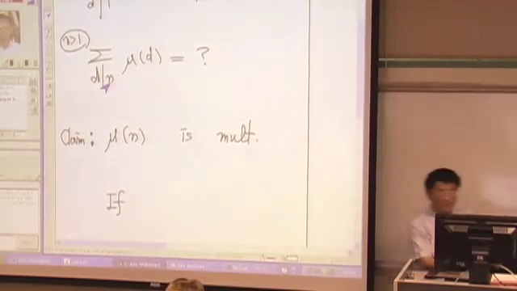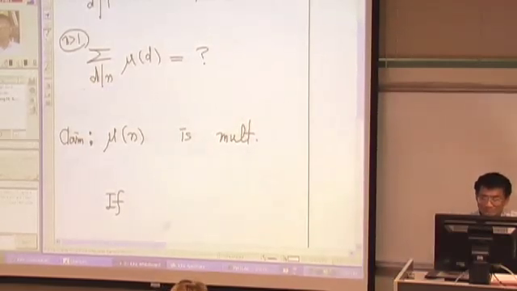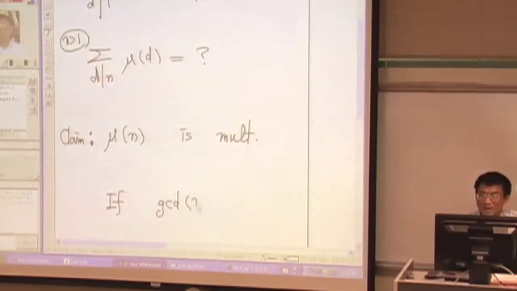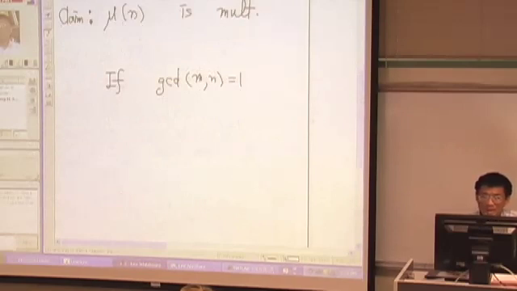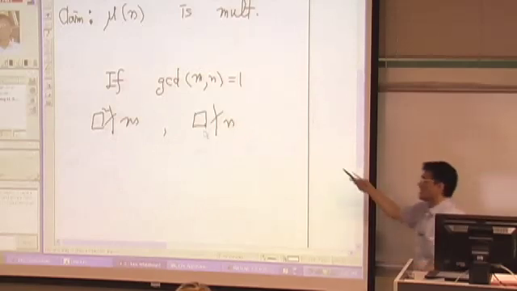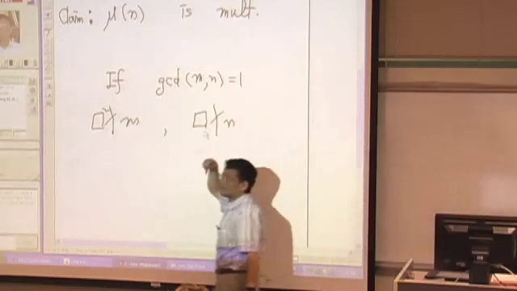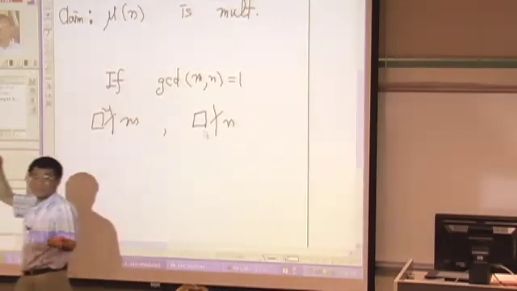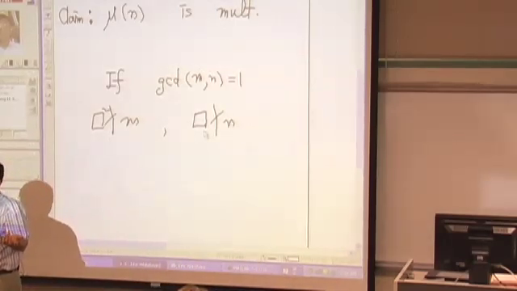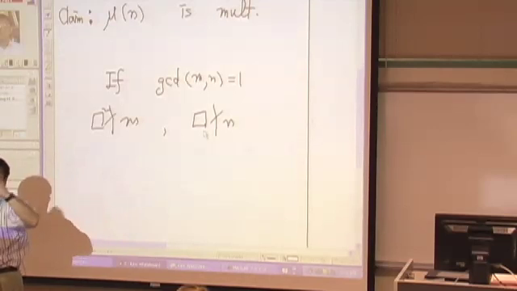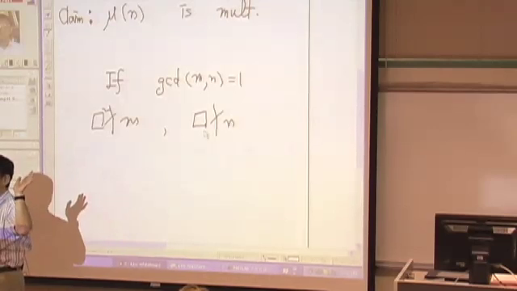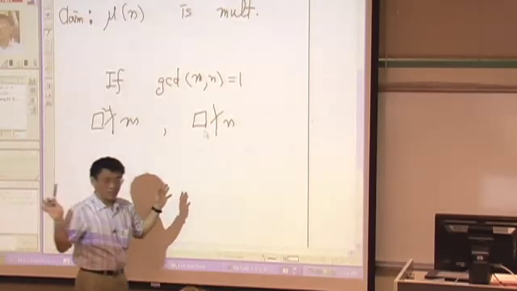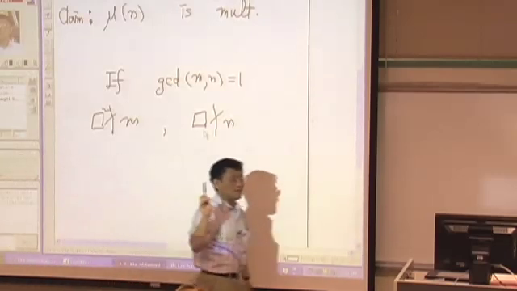So let's do it. If GCD of m and n is 1, and m is not divided by any square, and n is not divided by any square. Assume that m times n is divided by some square. Then what happens? By definition, it is 0. So it's trivial, right? 0 is equal to 0 times 0, so it's trivial. So we don't even have to worry. Do you get it? So this is the tough case.